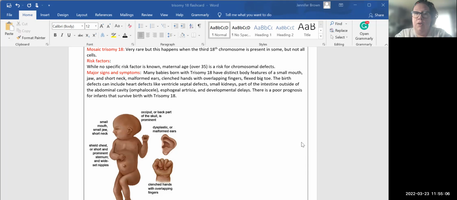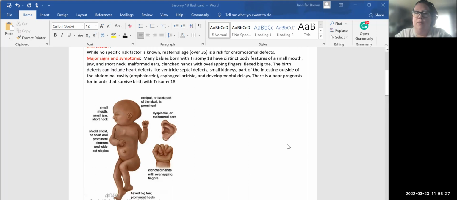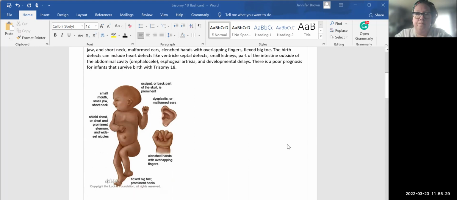Also, the birth defects can include many heart defects like ventricular septal defects, atrial septal defects, smaller misshapen kidneys, part of the intestine outside of the abdominal cavity, esophageal atresia, and significant developmental delays. There's a poor prognosis for infants that survive birth with trisomy 18.